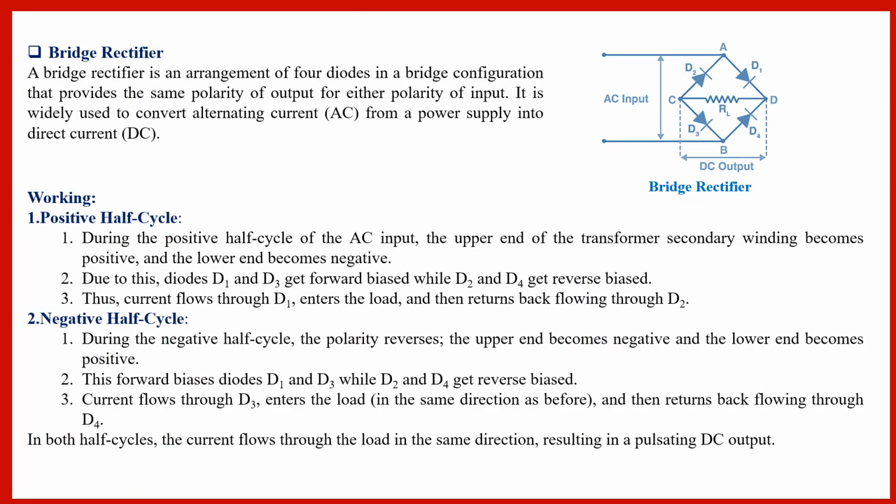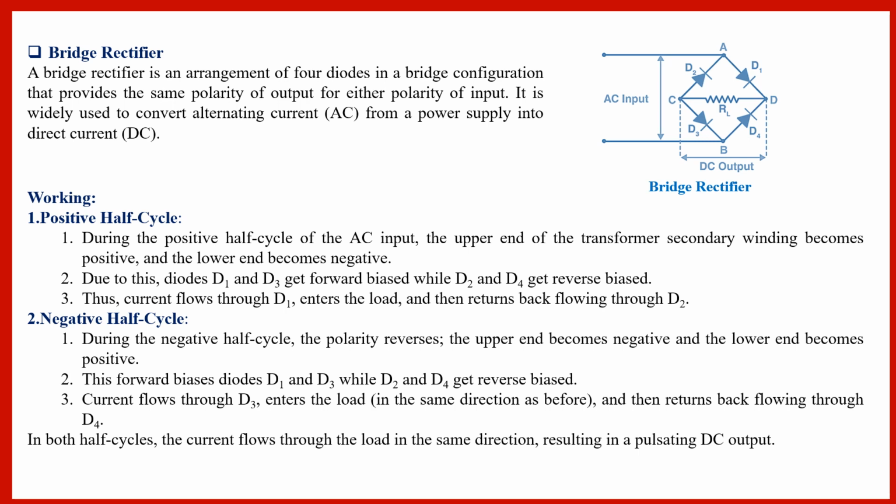Then we have the bridge rectifier. The bridge rectifier is also a part of the full wave rectifier. It is an arrangement of four diodes shown in a bridge formation. So we have diode D1, D2, D3, and D4. The combination of all these diodes forms a rectifier known as the bridge rectifier, and it provides the same polarity of output for either polarity of the input. It is widely used for converting alternating current from a power supply into direct current.